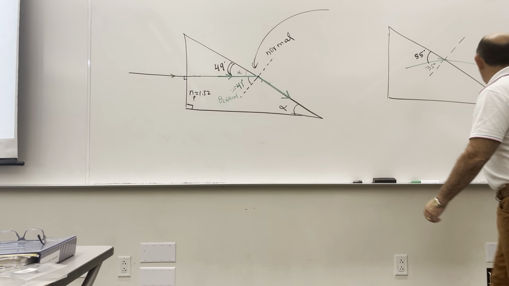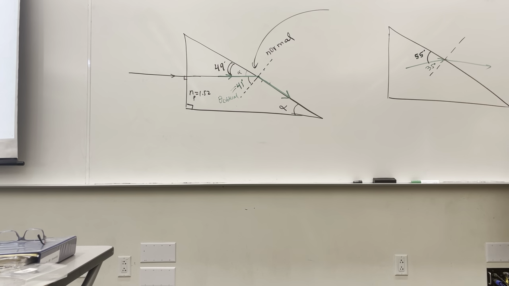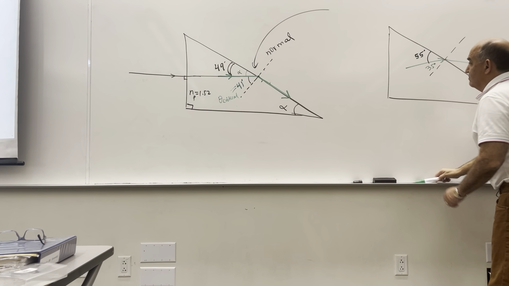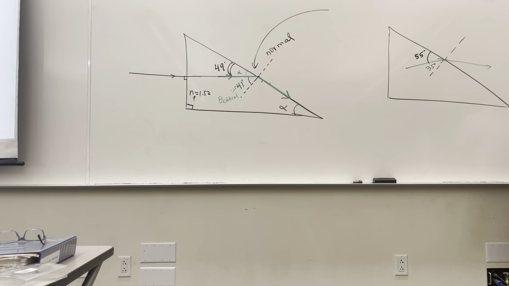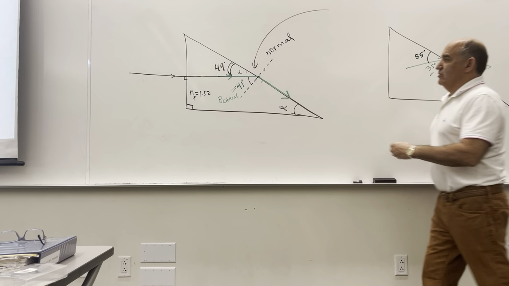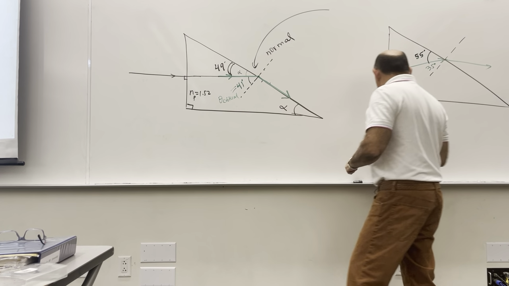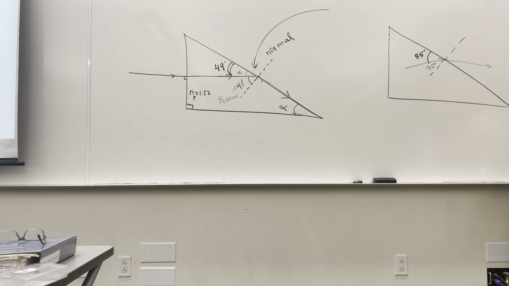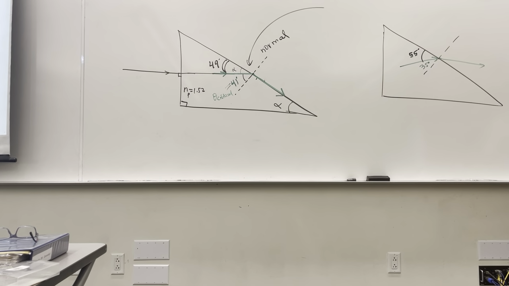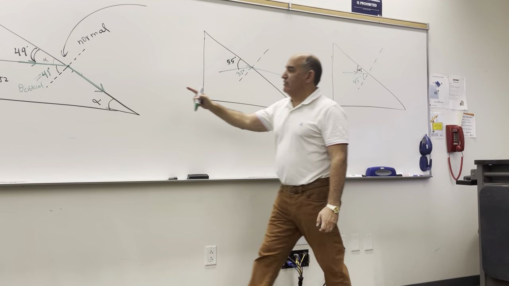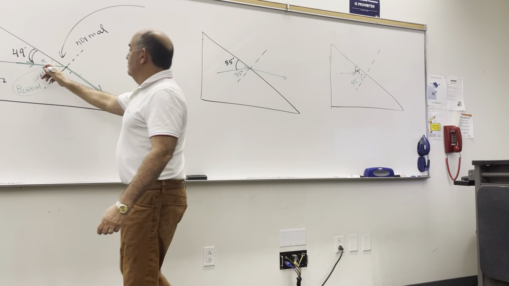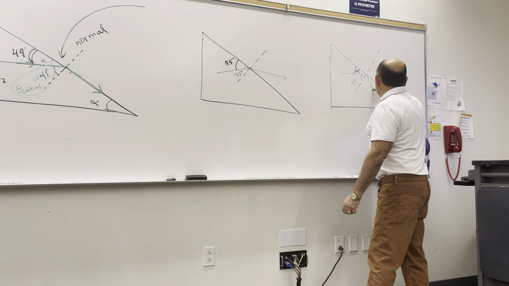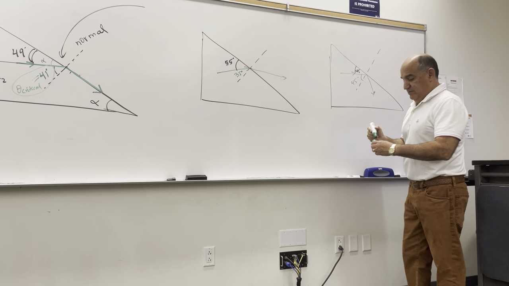But if we draw this again, you have the normal over here like that, right? And the light comes in at an angle of, let's make it 45 degrees. So if this is 45 degrees over here, then the angle of incidence is 45 degrees. But 45 degrees is greater than the critical angle. So it'll be totally internally reflected. None is going to go out over here.